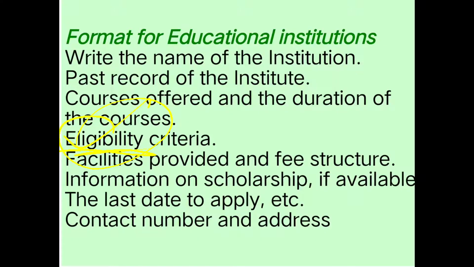Please don't make the mistake here, because if you use the spelling with I, that is something which we cannot read properly, right? So this is what we write: the name of the institution, past record of the institution, courses offered and duration, eligibility criteria, facilities provided, fee structure, information of the scholarship available, the last day to apply, etc., and the contact number and address.